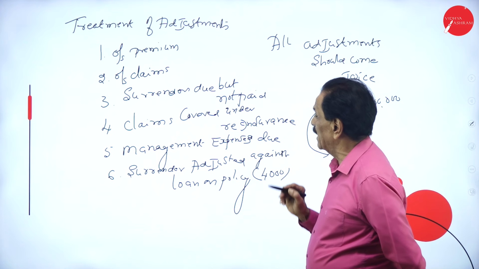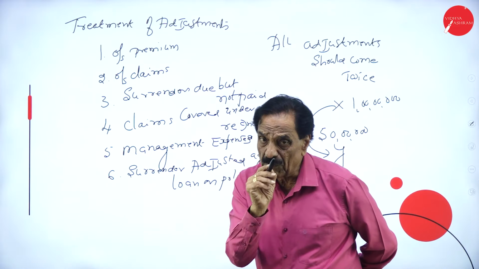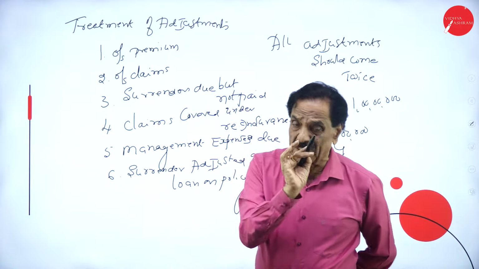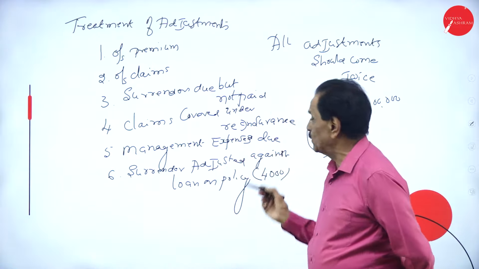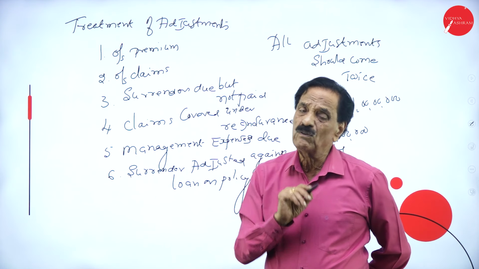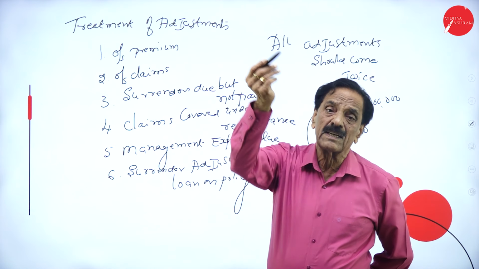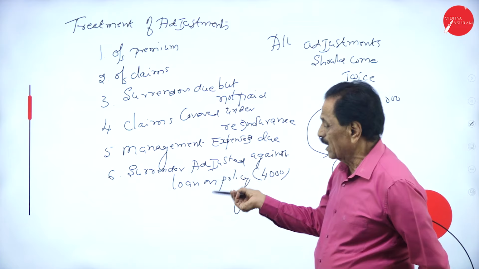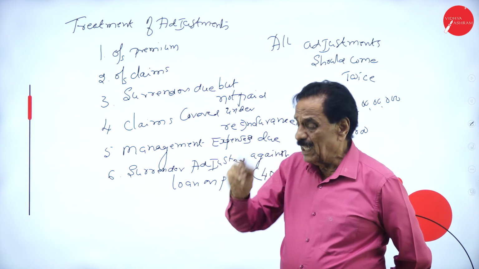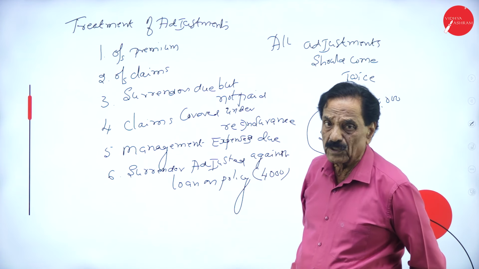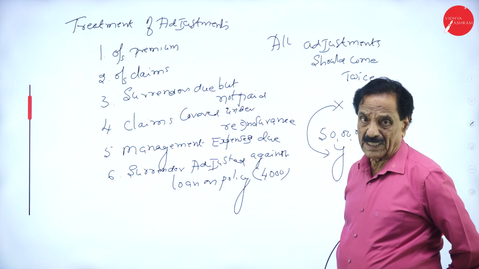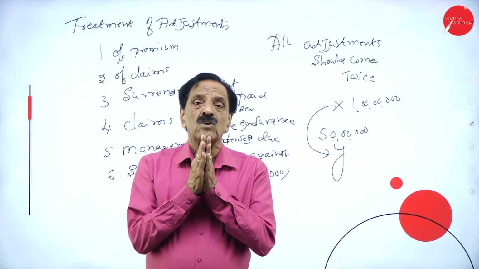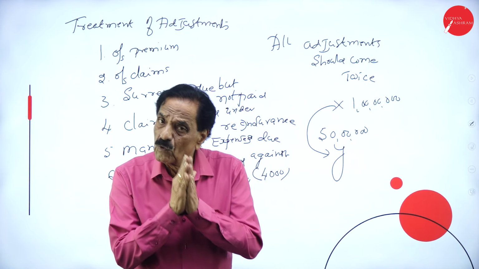Claims covered under reinsurance should be deducted from the claims in the benefit schedule 4, then it will come under current asset. Management expenses due should be added to operating expenses, then it comes on the liability side of the balance sheet. Surrender adjusted against loans will come under surrender, and then on the loans on policy, schedule number 9, it should be deducted. So what the format says: you have got in the revenue account 4 items.